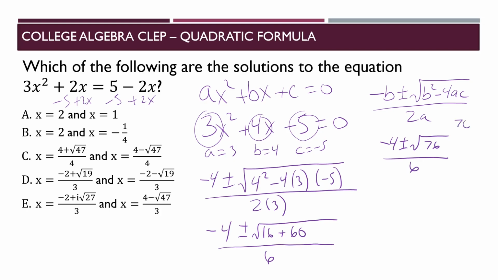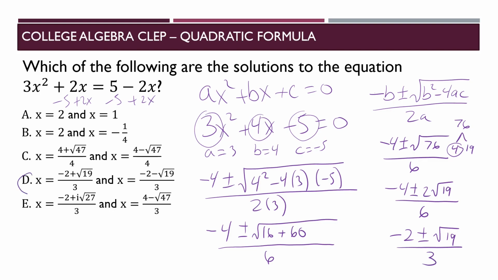Now if you look at 76, that's going to be 4 times 19. 4 is a perfect square, so the square root of 4 is 2. So that comes outside the radical. 19 stays inside. So if I look at the numbers, negative 4, 2, and 6, those are all divisible by 2. So I'm going to divide all those by 2. That gives me negative 2 plus or minus the square root of 19 over 3. Okay, and that's going to be our answer. So in this case, it's going to be answer D.